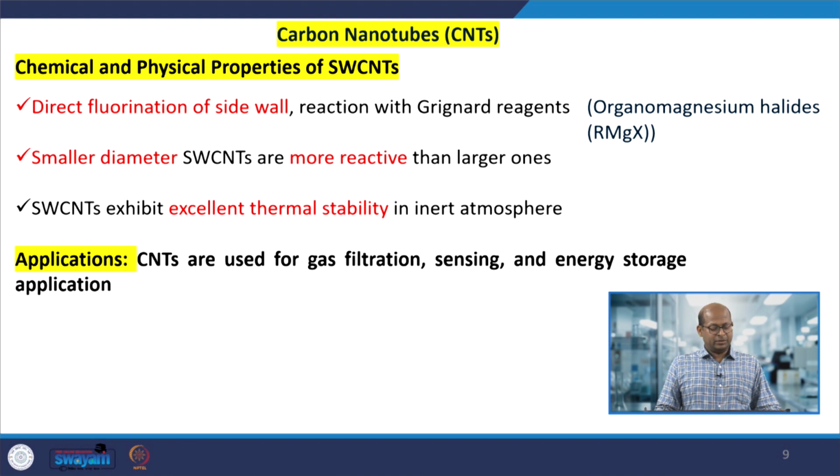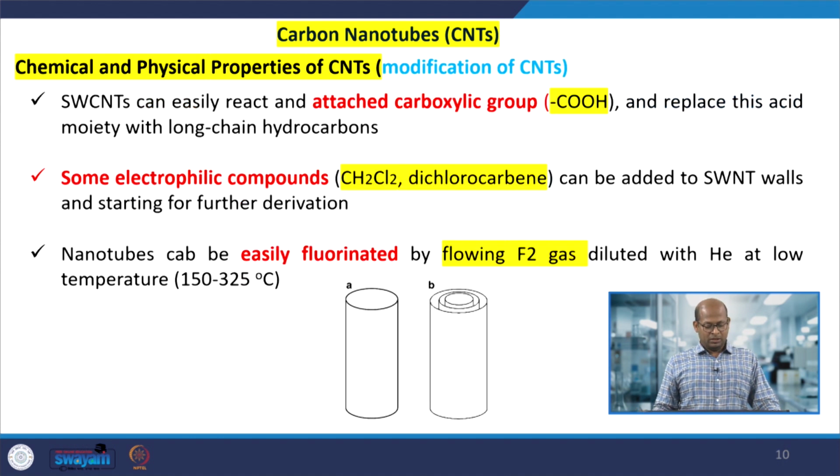And next is the chemical properties that I already mentioned. So we can say that acid groups and alcohol groups can be attached to carbon nanotubes. Also, carbon nanotubes can be fluorinated. Here is the acid attachment with the carbon nanotubes.